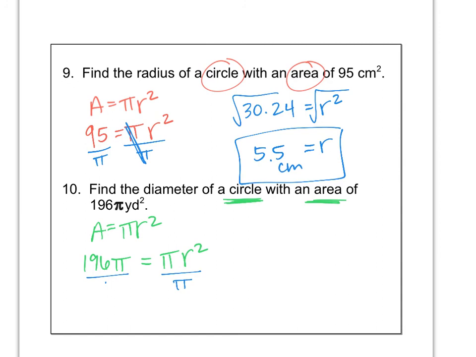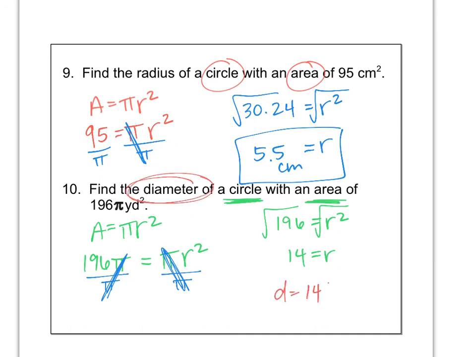Divide by pi, something kind of cool happens. The pi cancels on both sides. So now we have 196 equals r squared. This is good. We take the square root and we actually get a nice number. The radius is 14. But remember, they wanted diameter, and so your diameter is going to be 14 times 2, which is 28, and our label is yards.